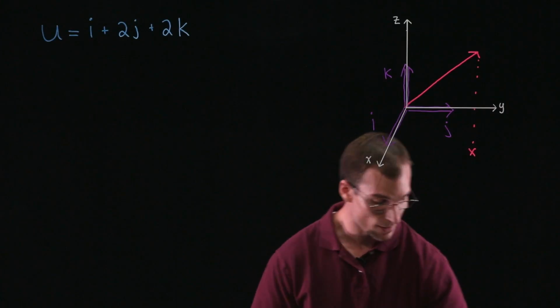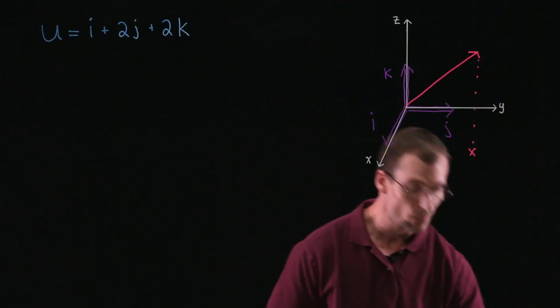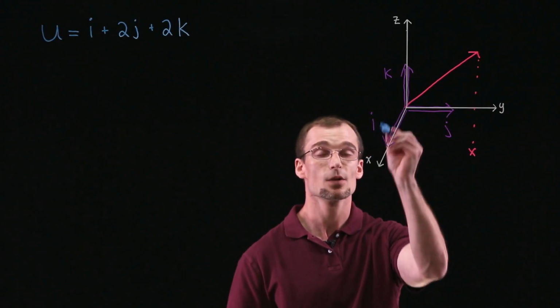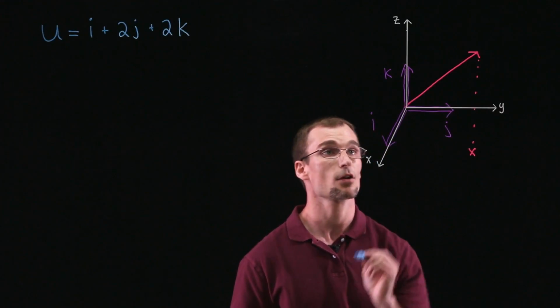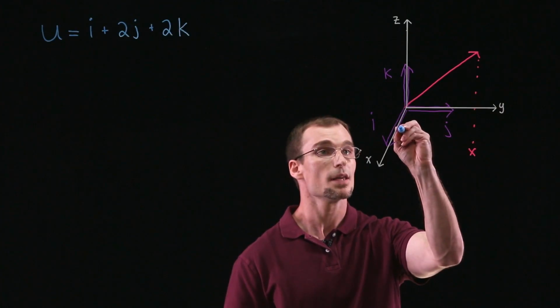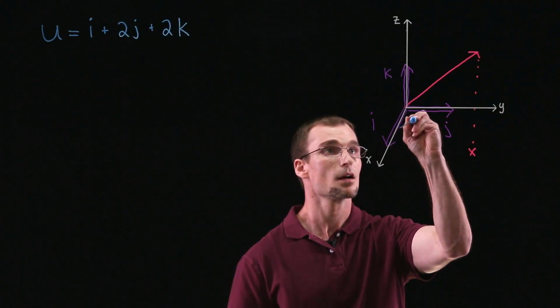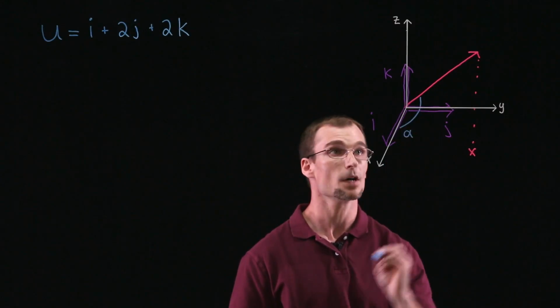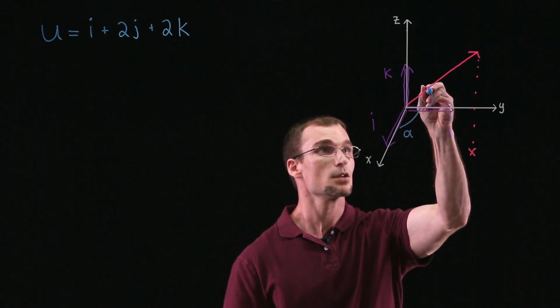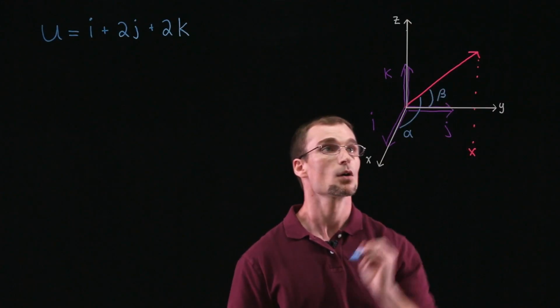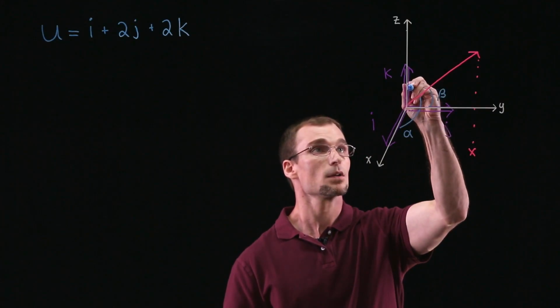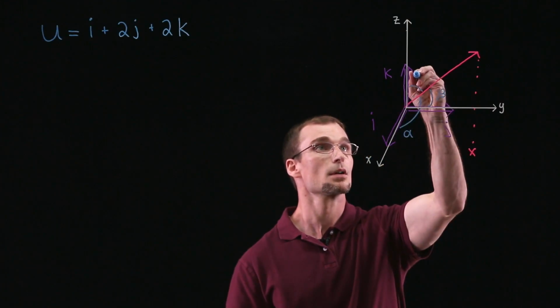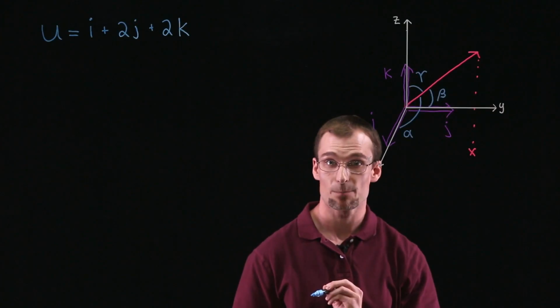So first we start with the angles. The angles of u are going to be the angles between the unit vectors i, j, and k, and our vector u. So the angle between i and u, call that alpha. The angle between j and u, call that beta. And the angle between k and u, call that gamma.